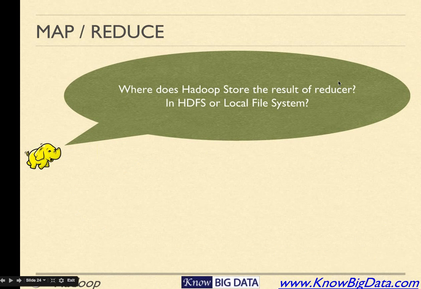Now next question. Is everybody ready? Where does Hadoop store the result of the reducer? In HDFS or in the local file system? Quickly. Local or HDFS?